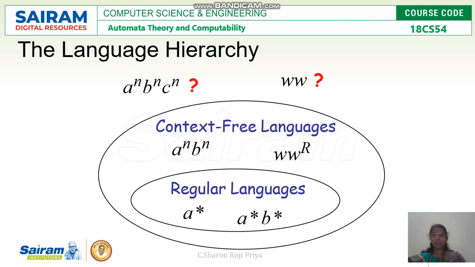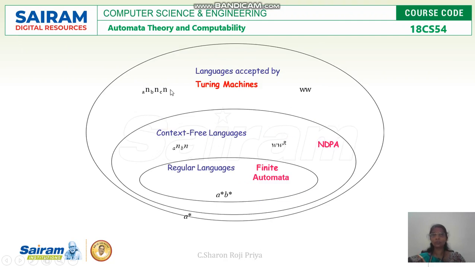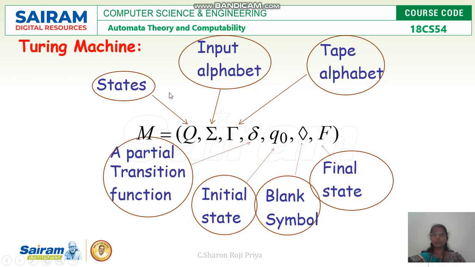Coming to the language hierarchy, you know about this hierarchy. The innermost circle is the regular language, which is accepted by finite automata. Next is the context-free language, which is accepted by push-down automata. Then what about this type of language? To accept this type of language, I need the Turing machine. Languages accepted by a Turing machine are recursively enumerable languages.